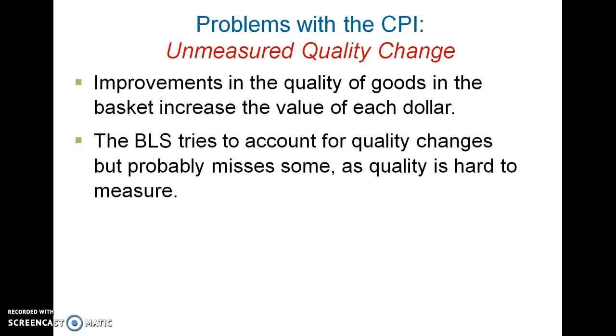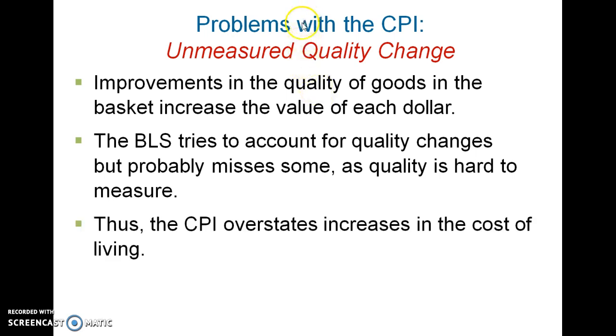We try to take that into consideration, but it's hard to determine with a price change how much of that price change is due to the fact that the quality has changed and how much is due to the fact that in general prices are just going up over time anyways. And so it's missed really in the CPI. So it's going to overstate the cost of living.